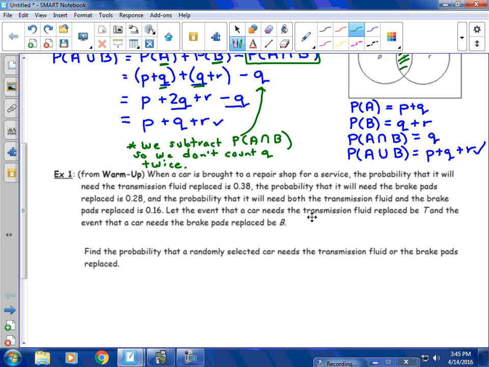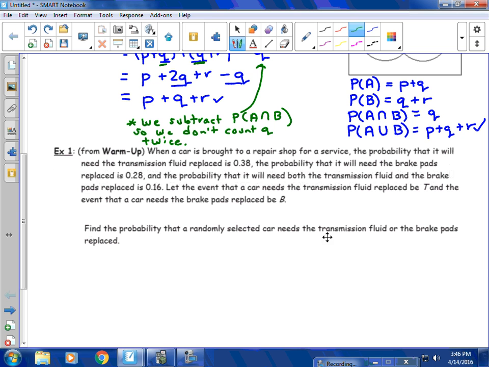Remember, T is talking about transmission fluid, B is talking about brake pads. I want to find the probability that a randomly selected car needs the transmission fluid or brake pads replaced. Remember, as soon as you see or, think of that union. So we're looking for the probability of T or B.